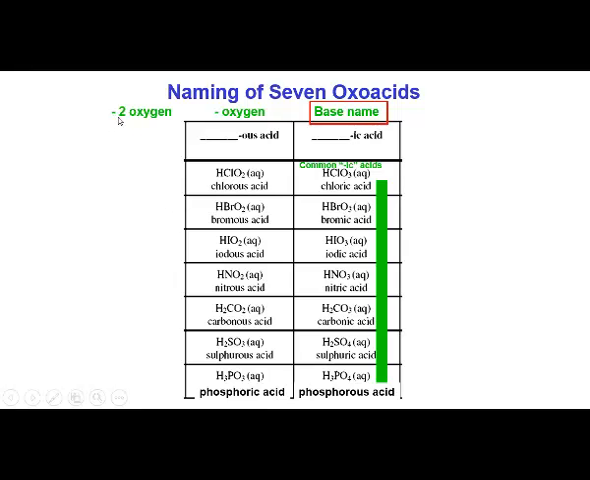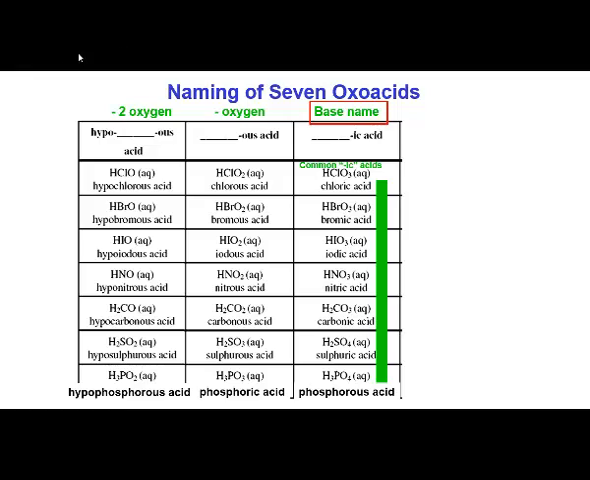Now if I have 2 oxygens that I've removed from the formula, well, when we had the anions, we went from an ate to an ite to hypoite. We keep the prefix with the acid, but the ites go to ous. So we end up having hypochlorous acid, hypobromous acid, hypoiodous acid, hyponitrous acid, hypocarbonous acid, hyposulfurous acid, and hypophosphorous acid. Just one less oxygen than was present in the ous form of the acid, and 2 less than the ic form of the acid.